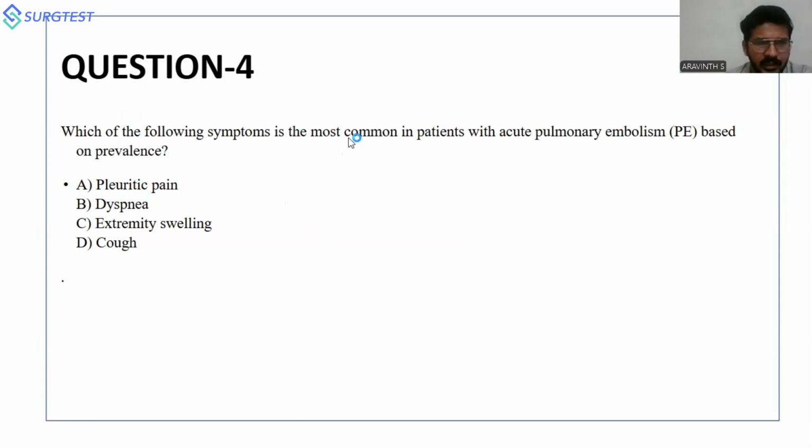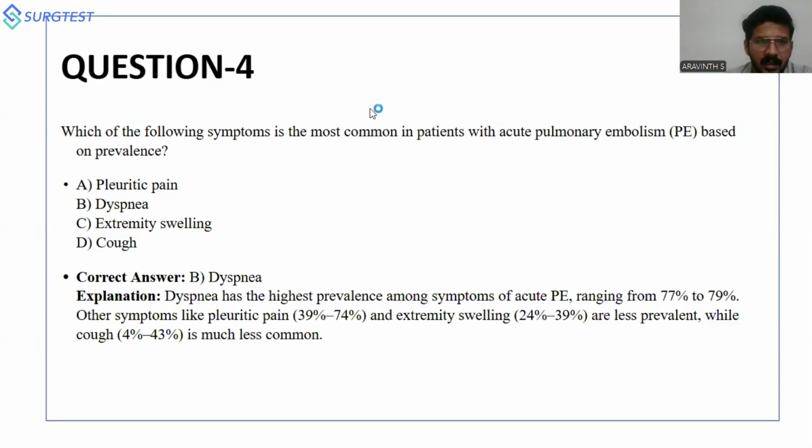This is also very simple, straightforward, but it was asked once in the previous year questions, because sometimes when you get such questions, you often get confused if it's a twisted question or if it's something very straightforward. So that's the reason I put this question here. So the answer is, of course, dyspnea.